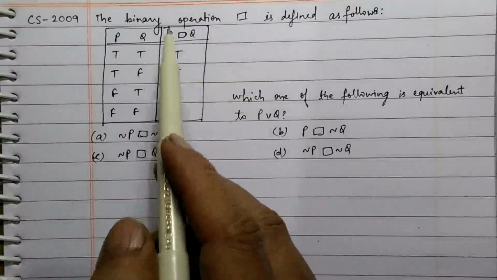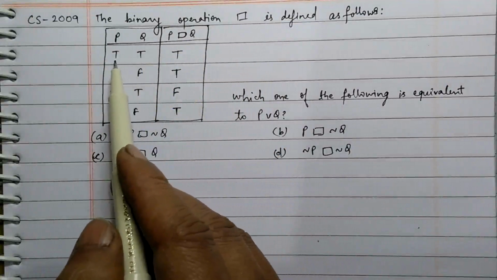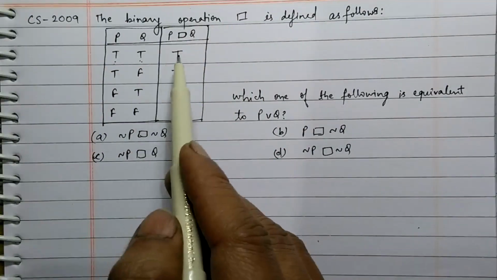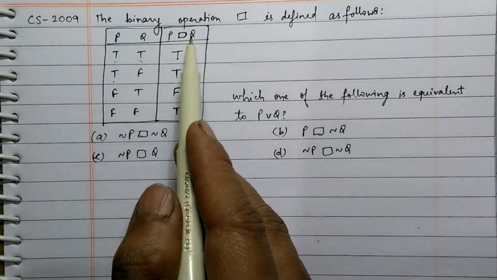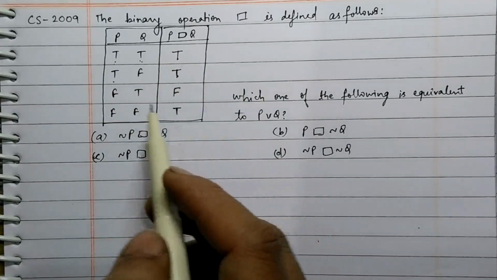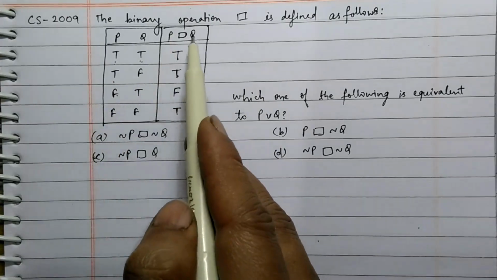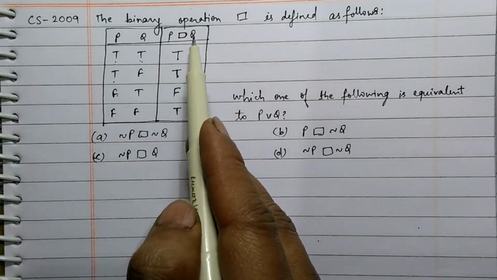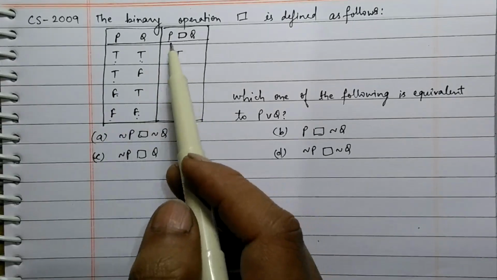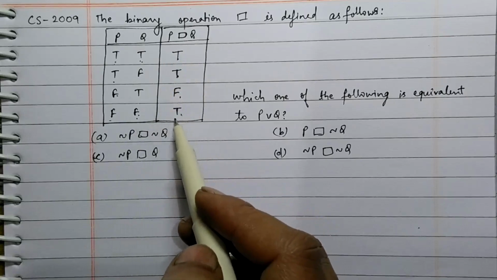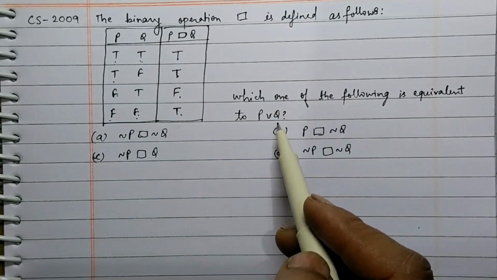In the given question, a binary operation is defined as follows. When P and Q both are true, it is true. When the first argument is true and the second argument is false, it is true. When the first argument is false and the second argument is true, then it is false. When the first and second arguments are both false, it is true. So which one of the following is equivalent to P or Q?